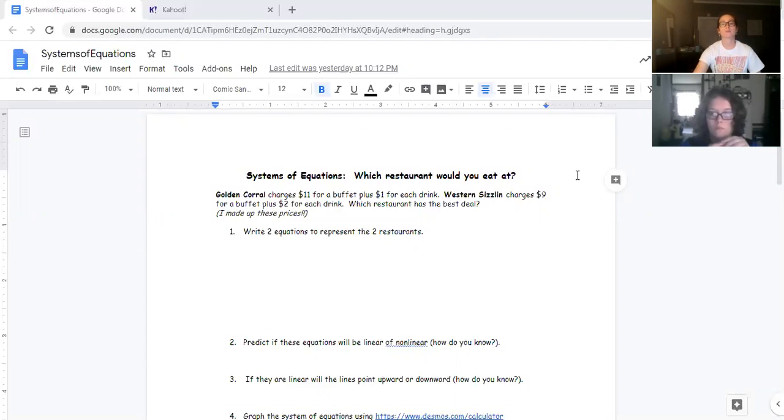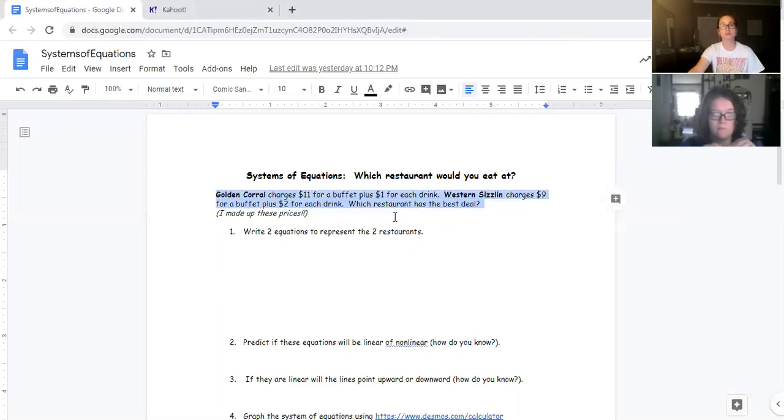I've got a system of equations on the screen. Which restaurant would you eat at? Now, I just made up these prices, but here's the situation. Golden Corral charges $11 for a buffet plus $1 for each drink. Western Sizzlin charges $9 for a buffet plus $2 for each drink. Which restaurant has the best deal?